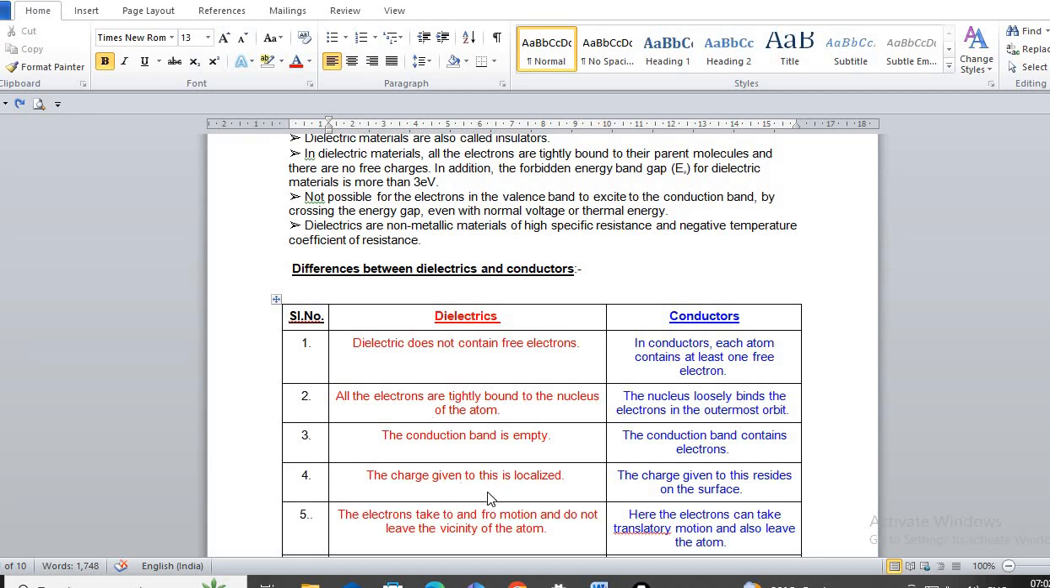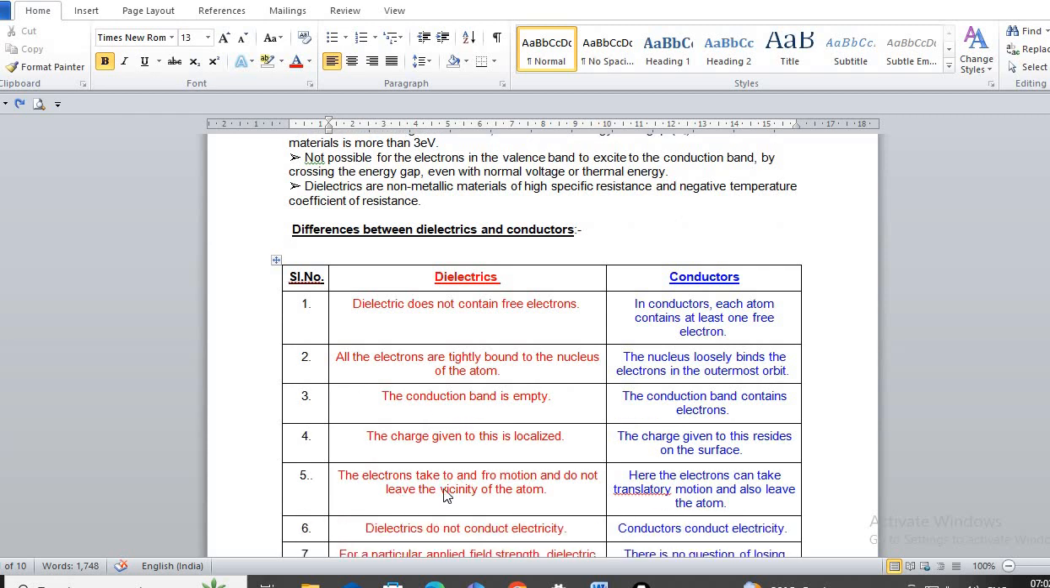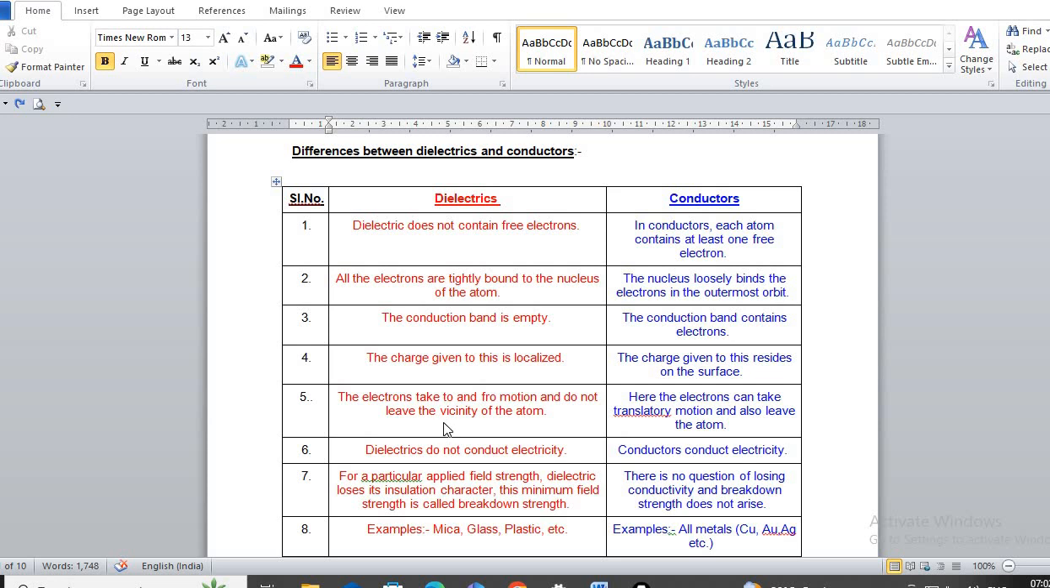Charge in this is localized, and electrons make a to-and-fro motion near the atom, so they form dipoles inside the system. Dielectric materials, in that sense, don't conduct electricity. Actually, electricity is conducted by the movement of free electrons or free charges. Here there will be some electric field, but this is not due to free electrons.